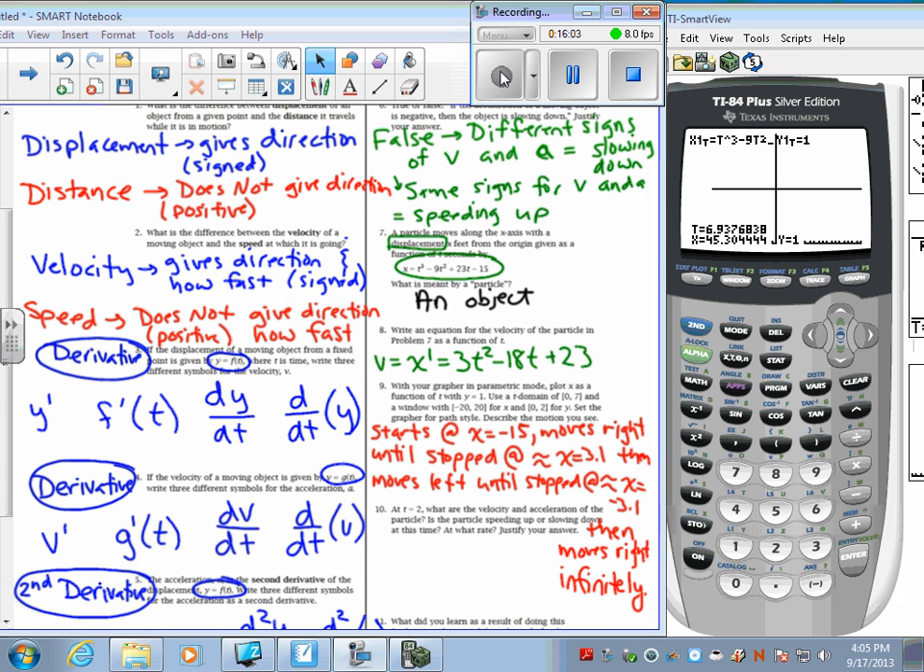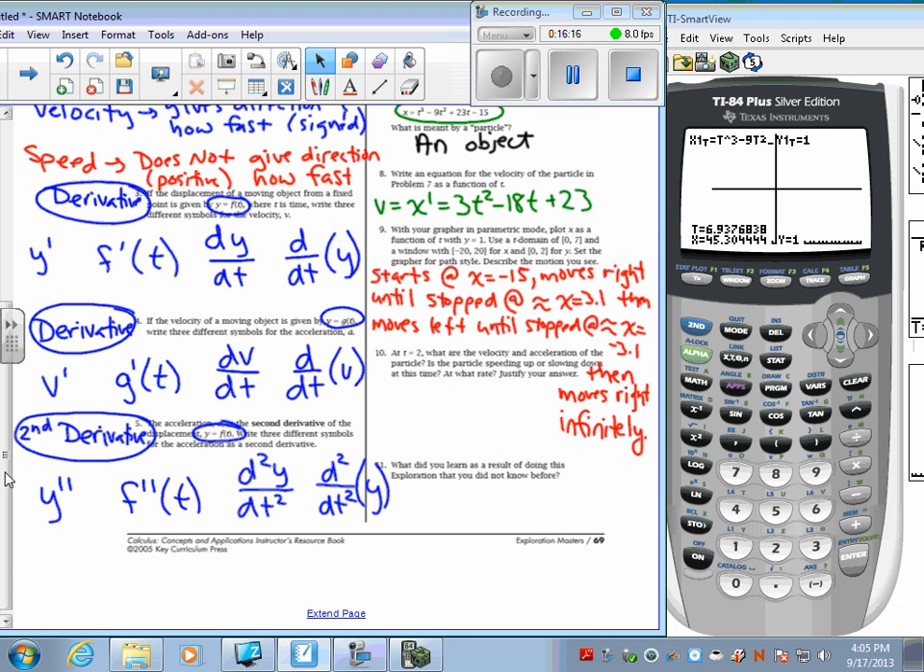So for number 10, at t equals 2, what are the velocity and acceleration of the particle? And is the particle speeding up or slowing down at this time? At what rate? And justify your answer. So for number 10, the first thing I need to know is the velocity at 2. I already have a velocity equation, and it's right here. So I'm just going to use that. So my velocity at 2 is going to be 3 times 2 squared minus 18 times 2 plus 23. And when I work that on my calculator, I got that to be negative 1.